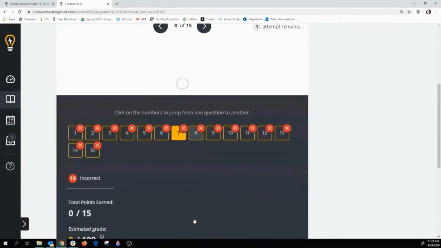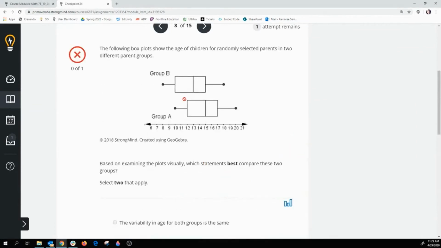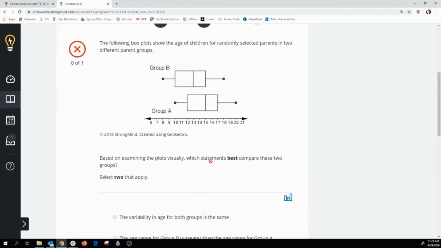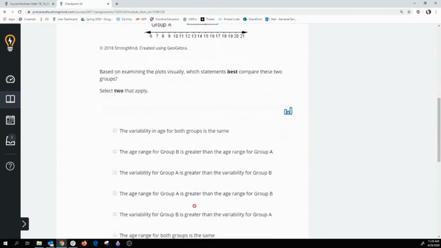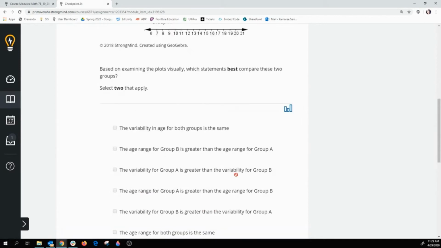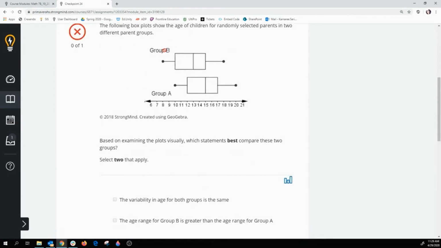On to number 8. So for number 8, I have 2 groups. And based on the dot plots, we want to know which statement best compares these 2 groups. And we are selecting 2 that apply. So looking through these answer choices, it looks like I am asked about range and variability. So when I look at group B, what would be my range for group B? Looks like this goes from 18 to 8. So what would be my range for group B? Should be 10, right? 18 minus 8 gives me 10.